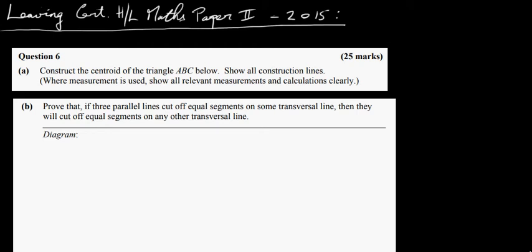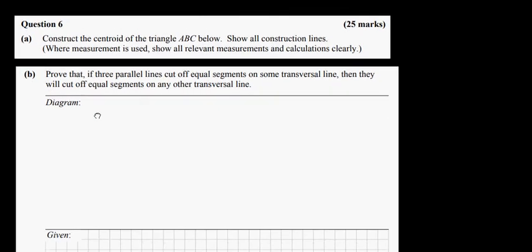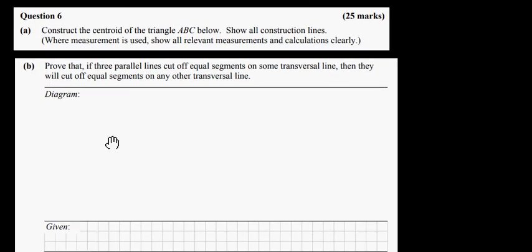Right, so in this video I'm going to have a look at the Leaving Certificate Higher Level Maths Paper 2 for 2015, and I'm going to have a look at questions 6 and 7. So part A of question 6 involves drawing a centroid of a triangle ABC, and we've got to show all construction lines. Where measurement is used, show all relevant measurements and calculations clearly.